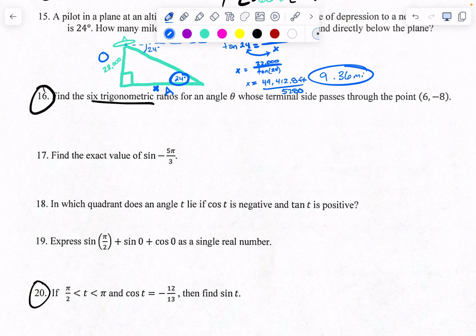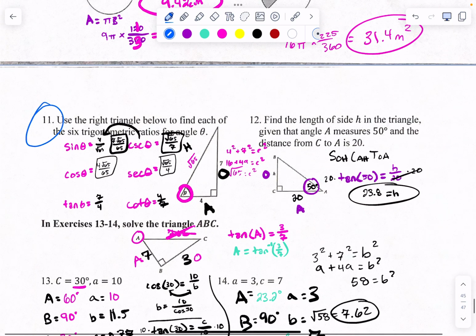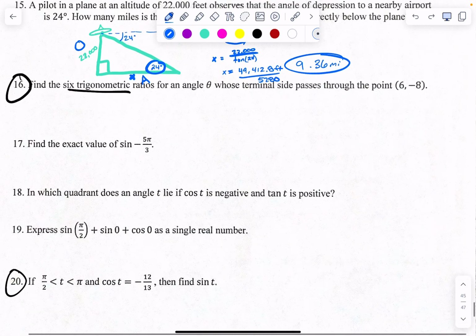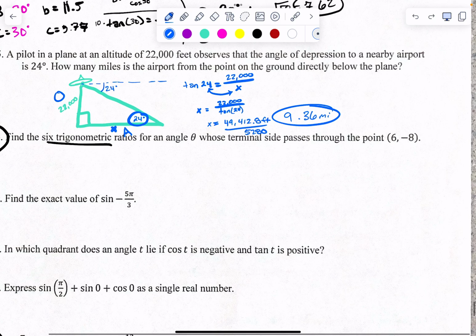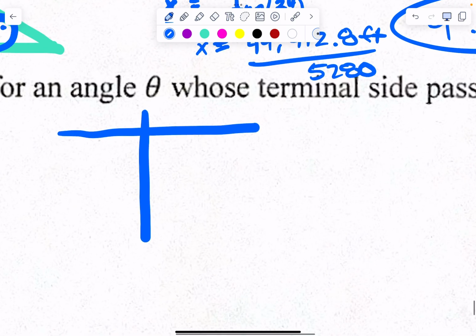Okay, I like it. 16, 6 trig ratios. This is the same thing as what you're doing for number 11, but they don't have a triangle drawn for you. They say through the point 6, negative 8. What shall we do? Put him in a plot. Let's plot the point 6, negative 8. 6 is to the right 6, and negative 8.